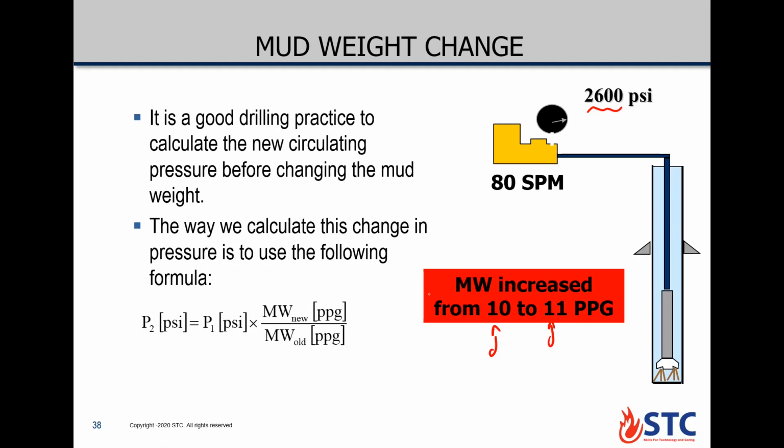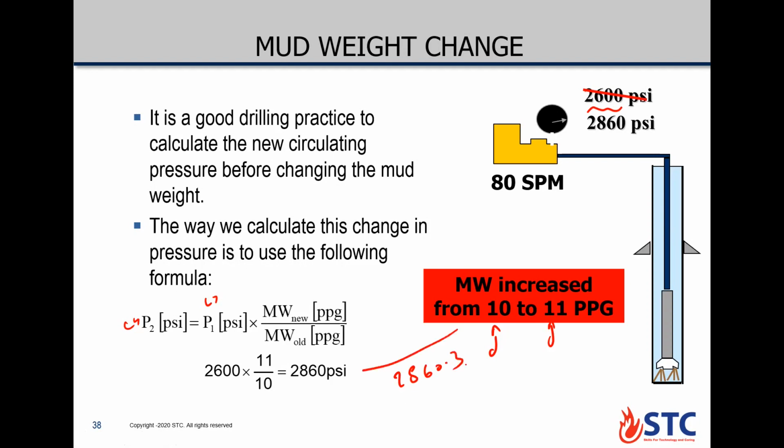So how do we calculate the new pump pressure? New pump pressure equals the old pump pressure times the new mud weight over the old mud weight. Let's do the calculation. Here is the old pump pressure, 2,600, times 11 ppg, the new mud weight, over 10 ppg, the old mud weight. So here we have 2,860 psi.